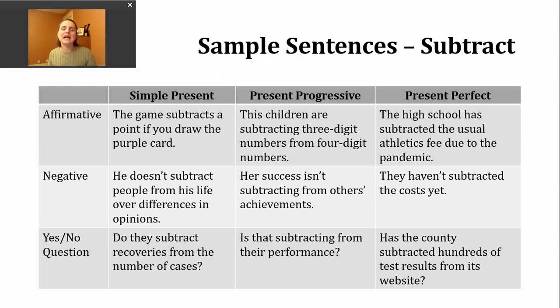Finally, if I want to make a yes or no question in the present perfect, I'll start with have or has, then I'll have my subject, and then that ed form of the verb. Has the county subtracted hundreds of test results from its website? Again, this is something I saw related to the pandemic and how we're collecting and maintaining data regarding COVID-19 cases.